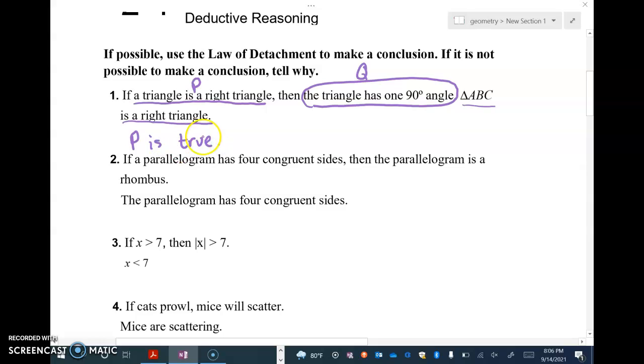Looking at your notes, we know that that's what the law of detachment is. If we know that P is true, then we can say that Q is true. So since they said P is true, we can say this stuff here is true. So we can say triangle ABC has one 90-degree angle.